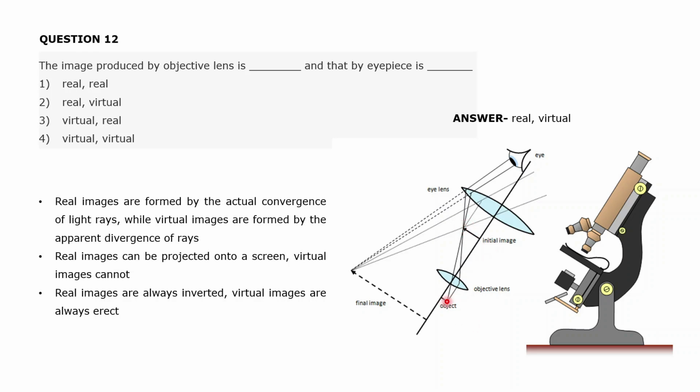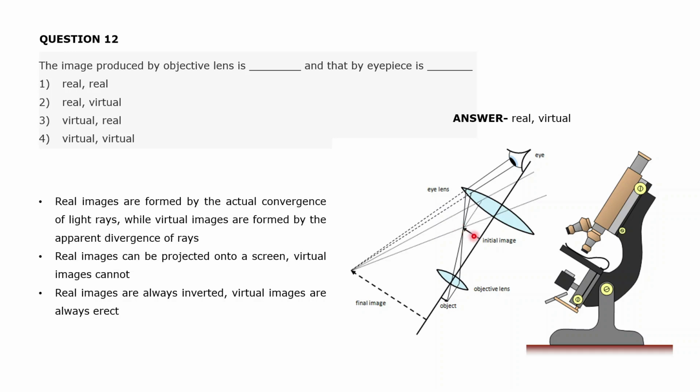If you compare the object with the image produced by the objective lens, you can see that it is inverted. This moves towards here and this moves towards here, right? So it's an inverted image in this case.